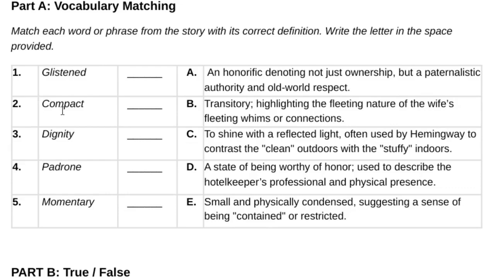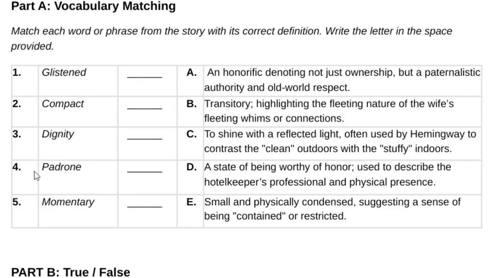Hemingway describes the cat trying to make herself compact to stay dry. This suggests a sense of being contained or restricted. The third one, dignity. This is used to describe the hotel keeper's professional and physical presence.